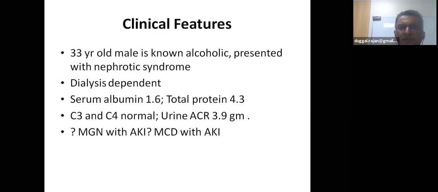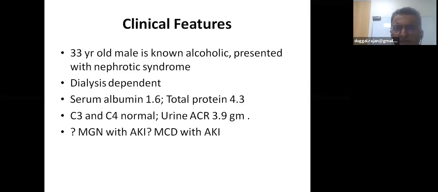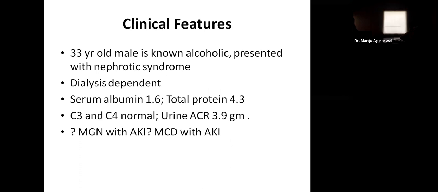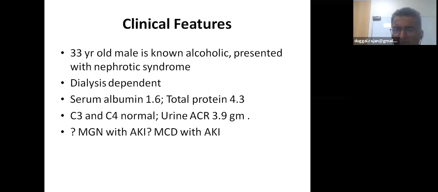This is Zayed Mohammed. So this was a 33-year-old male. He is a known alcoholic, presented with nephrotic syndrome, dialysis dependent. Serum albumin was 1.6, total protein was 4.3, C3, C4 was normal, urine ACR was 3.9 grams, query MGN with AKI or MCD with AKI.